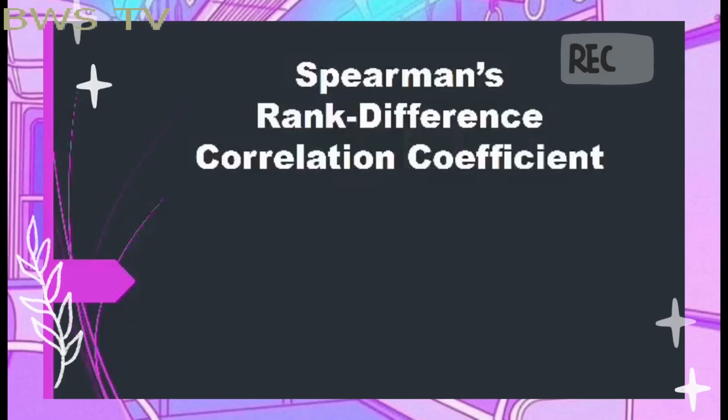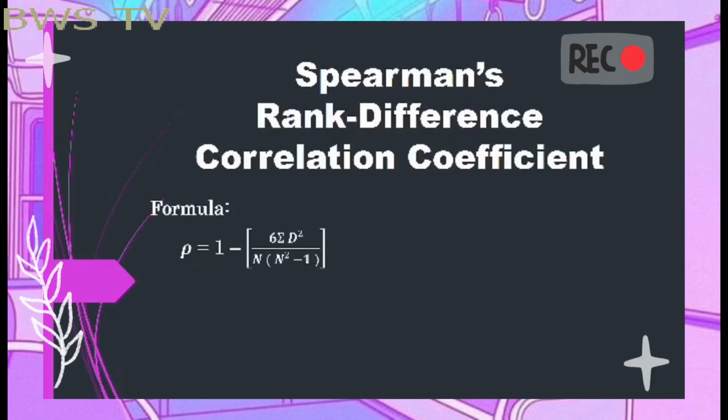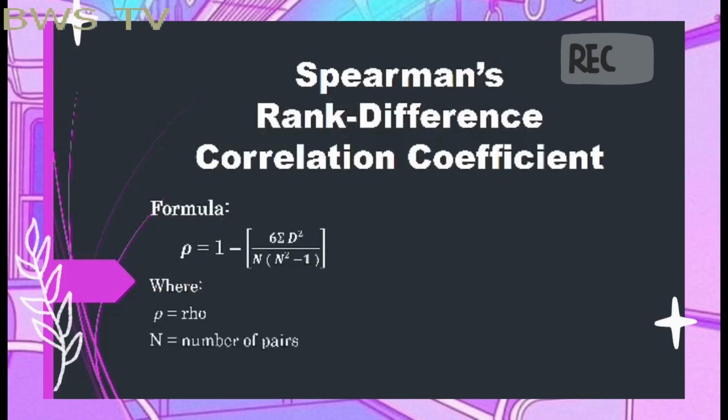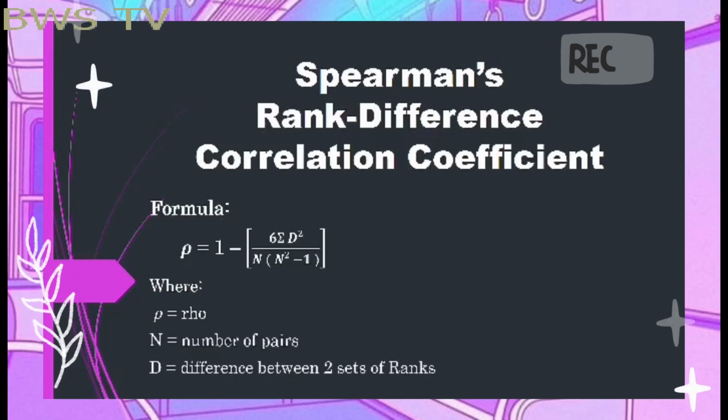Spearman's rank difference correlation coefficient. The formula is rho equals 1 minus 6 times summation of d squared over n times n squared minus 1, where rho is the Spearman rank correlation coefficient, n equals number of pairs, and d equals difference between two sets of ranks.